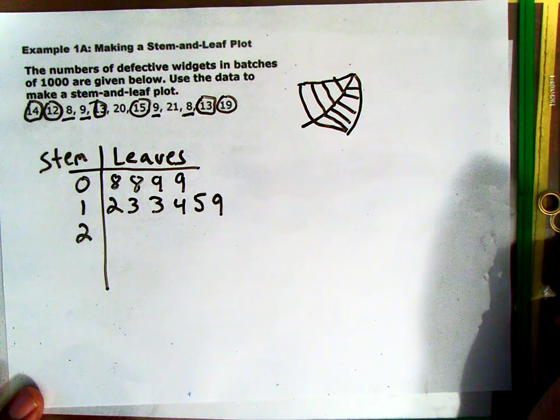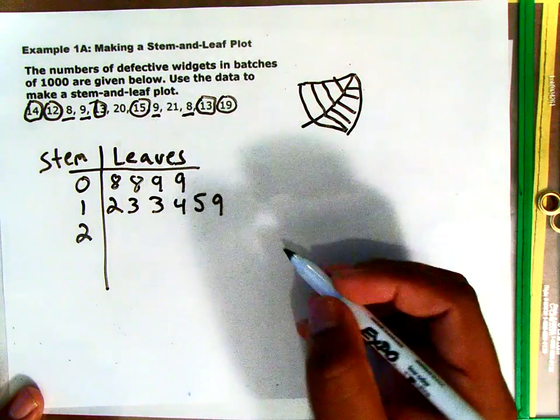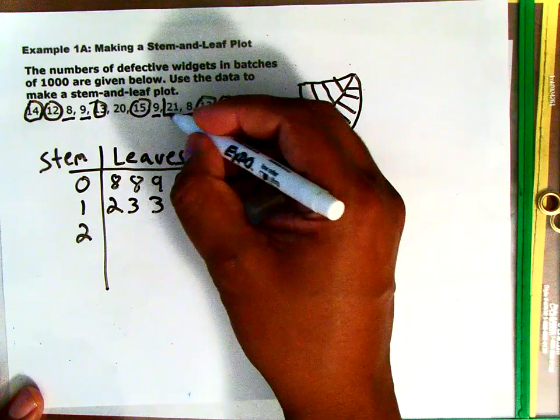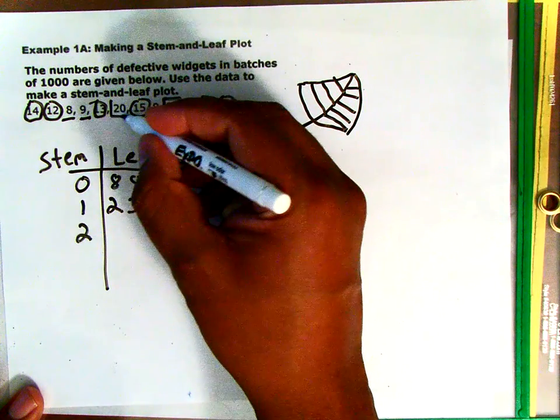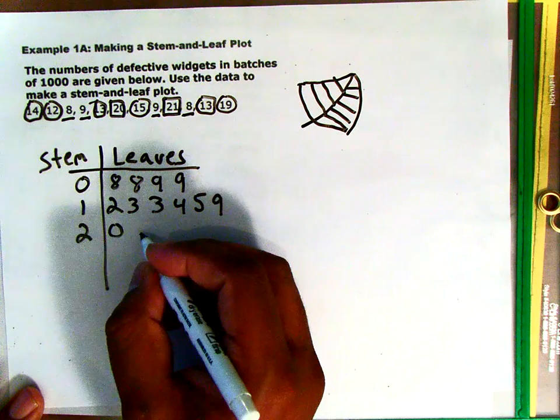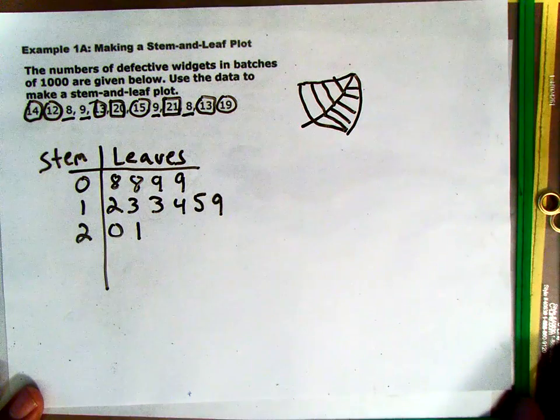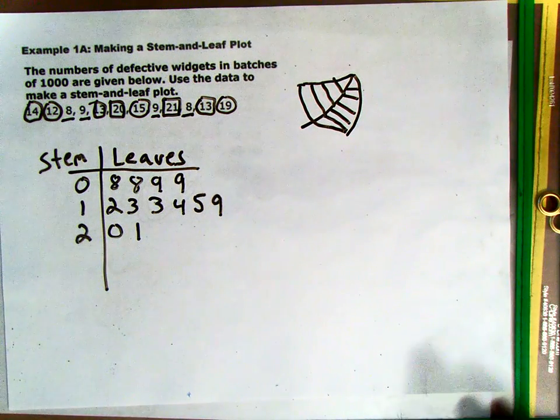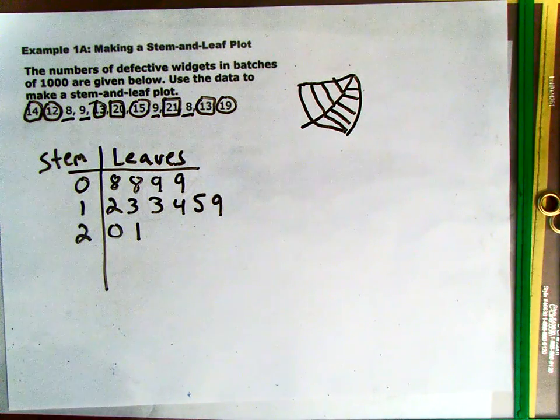All right. Now, finally, I'm going to go ahead and go to the 20s here. Put those in the square. And that's just 0 and 1. So I have 0 and 1. And that's a stem and leaf plot.